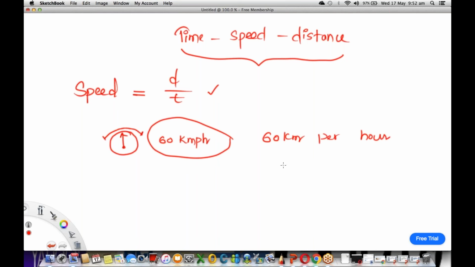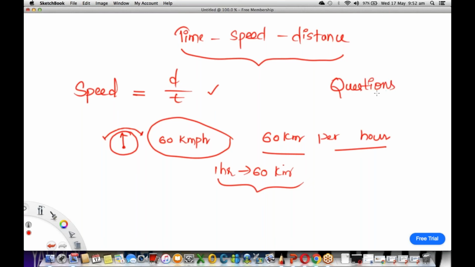So that means 60 kilometers in 1 hour means the speed of the vehicle can be given as: in 1 hour the bike can travel 60 kilometers. By taking 1 hour of time, the bike can travel 60 kilometers. So that is the basic information. So what are the questions we can expect from time speed distance? The questions we can expect from time speed distance are only one kind of question you can frame.